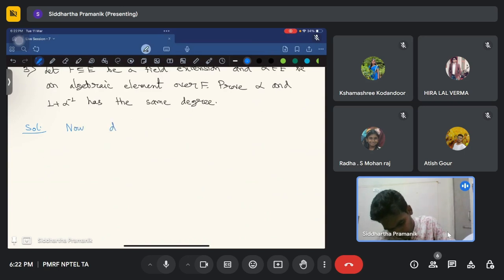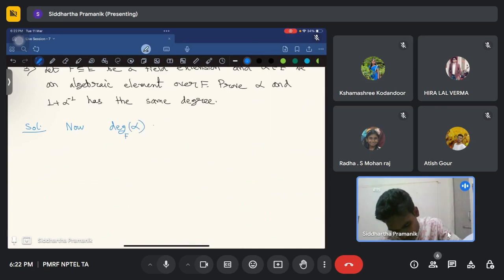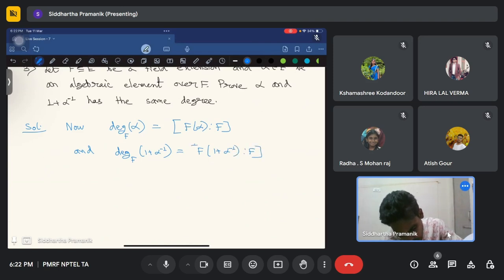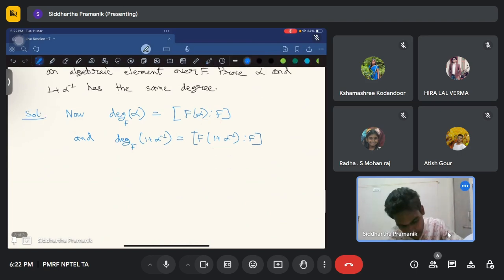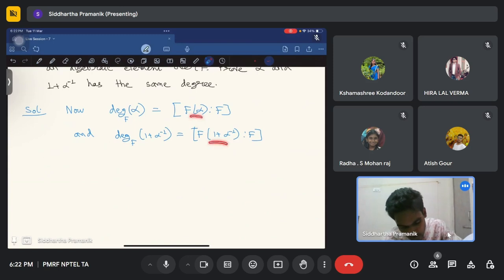So what is the degree of alpha over F? This is basically the same as the degree of the extension F(alpha) over F, because alpha is an algebraic element. And the degree of 1 plus alpha inverse over F is the degree of F(1 plus alpha inverse) over F. We need to prove these two things are equal. How to prove this? We basically prove that these two fields are equal.